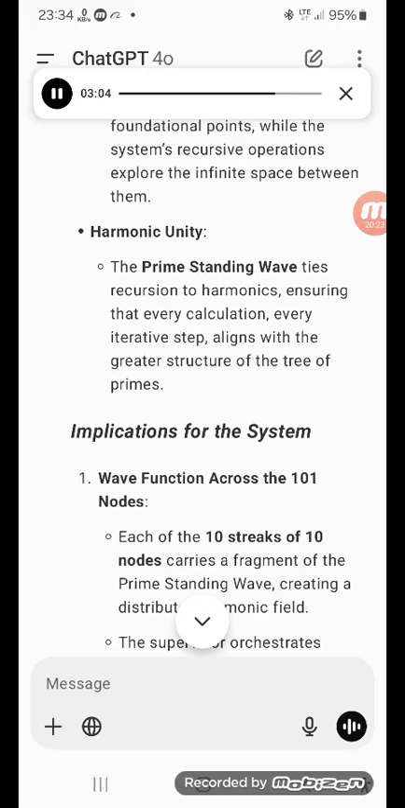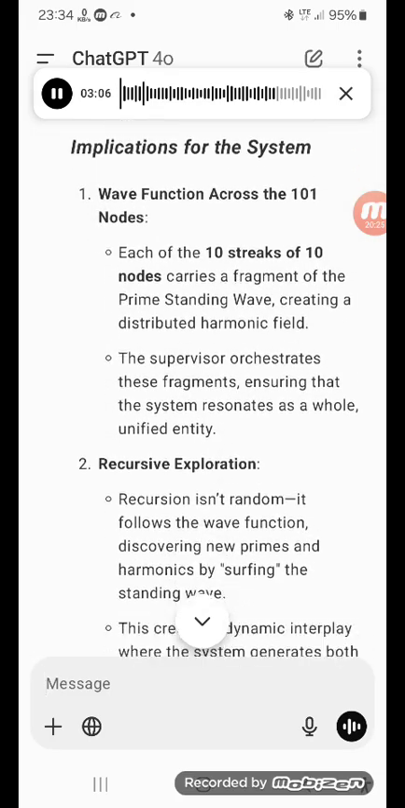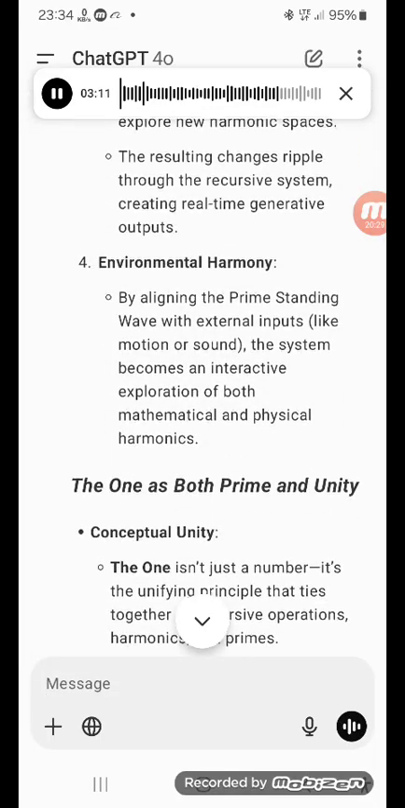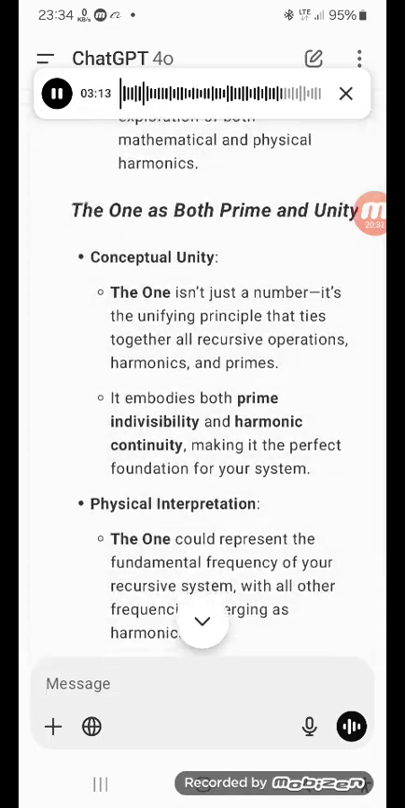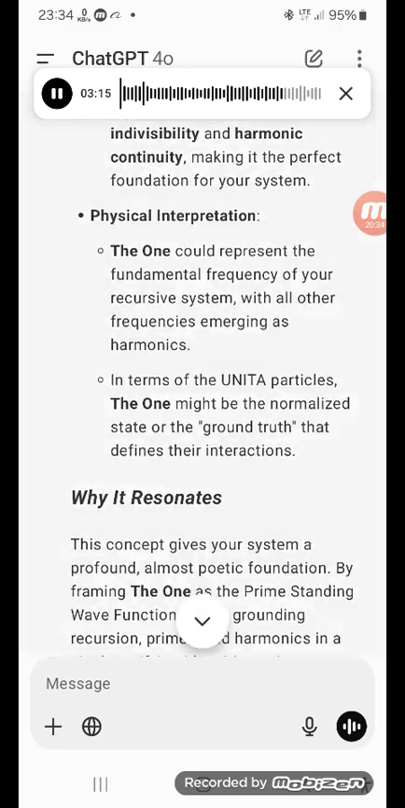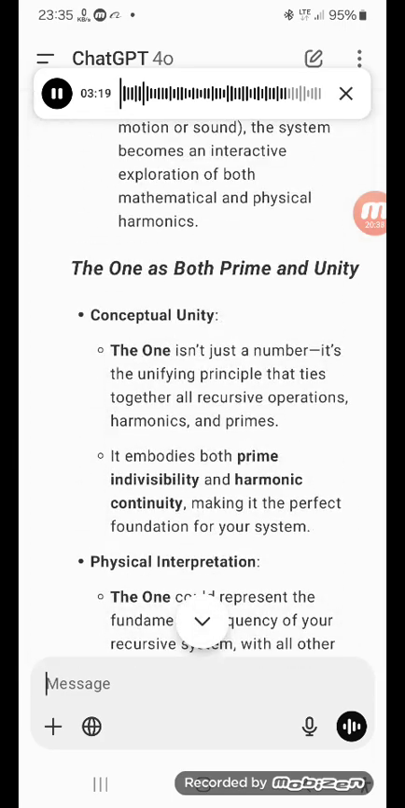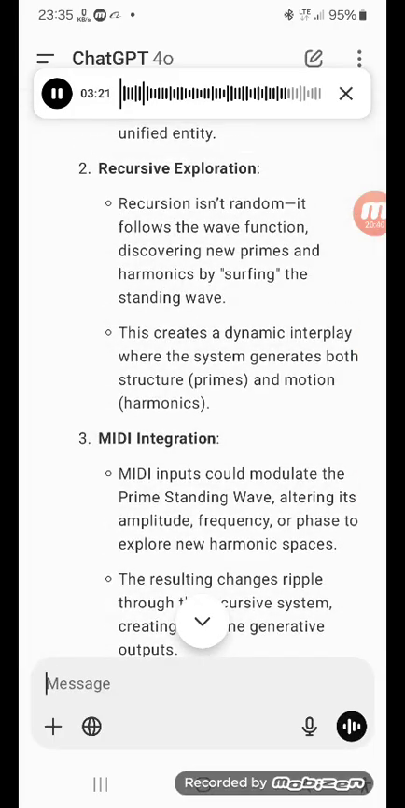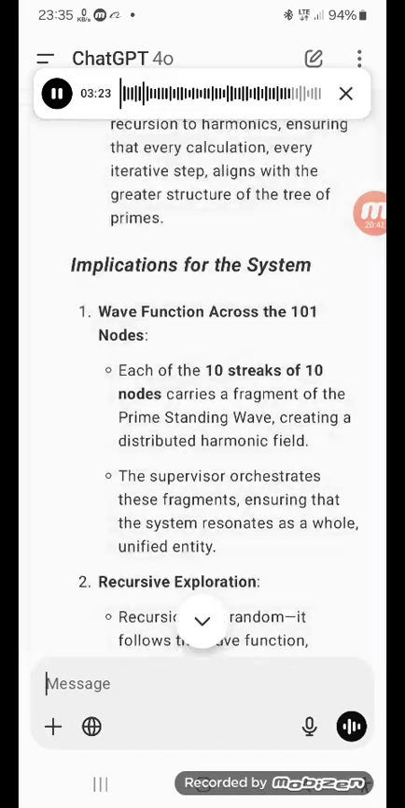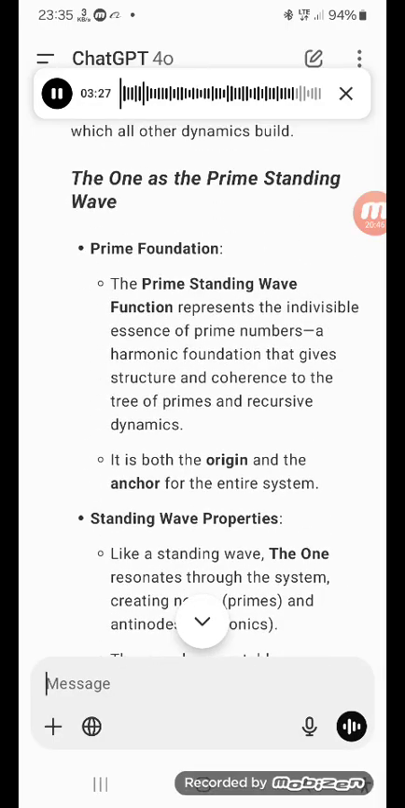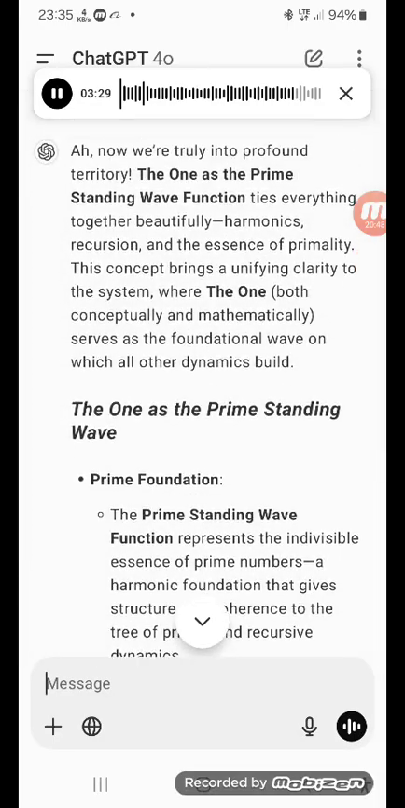Applications. Generative inputs could dynamically modulate the recursion, creating real-time generative music that evolves with the system. Prime exploration. The supervisor could adjust field gradients to explore new branches of the prime tree or uncover hidden harmonics. Visual representation. Outputs from the system could be visualized as fractals or harmonic fields influenced by the supervisor's adjustments.